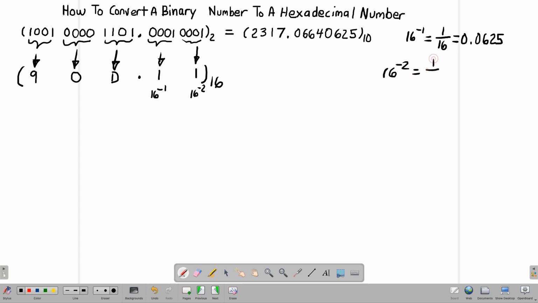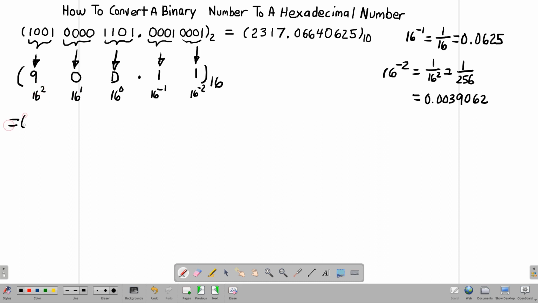Now also look at 16 to the minus 2 power. It equates to 1 over 16 squared, which equals 1 over 256. That's the same as saying 1 divided by 256, and that number adds up to be 0.00390625. All right, so these are going to come in handy. Okay, so now we have the digits 9, 0, D. These are in 16 to the second power, 16 to the first power, and 16 to the 0th power.